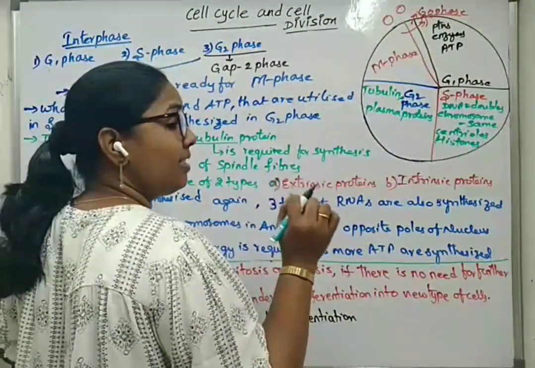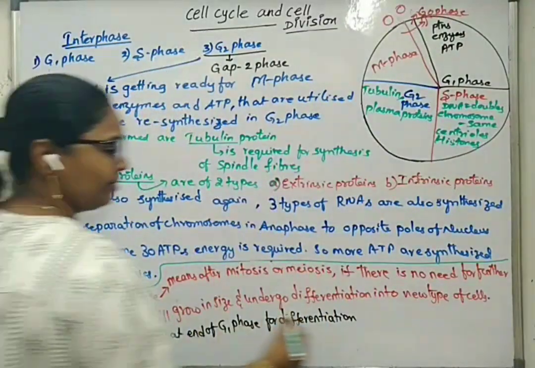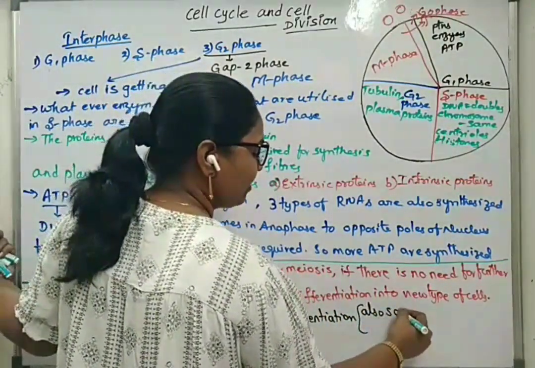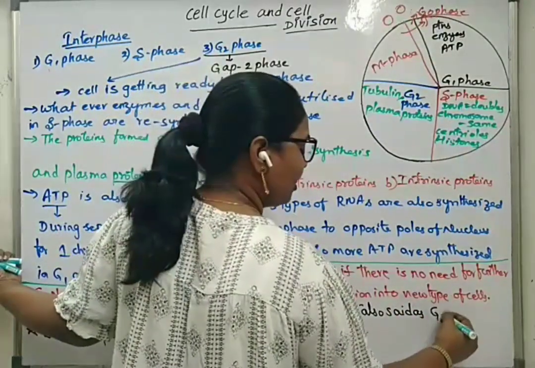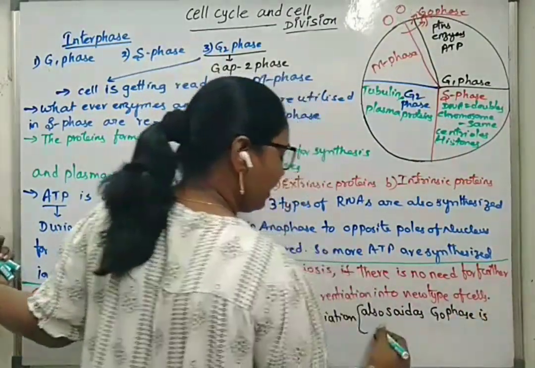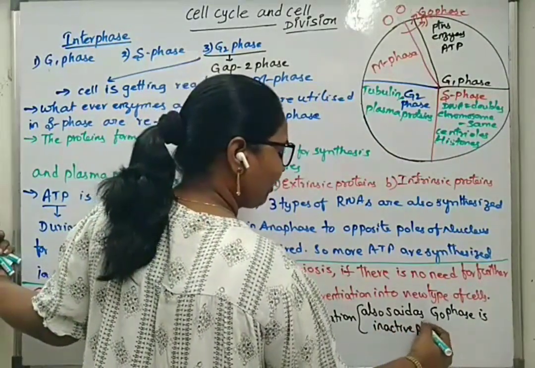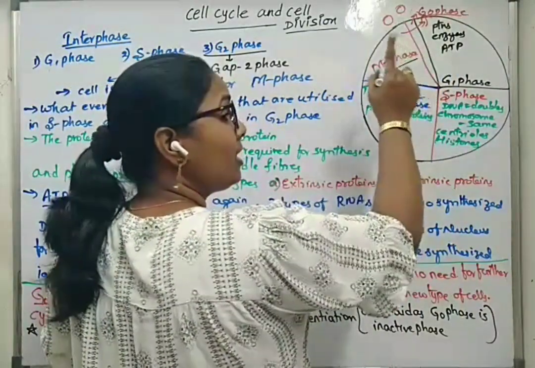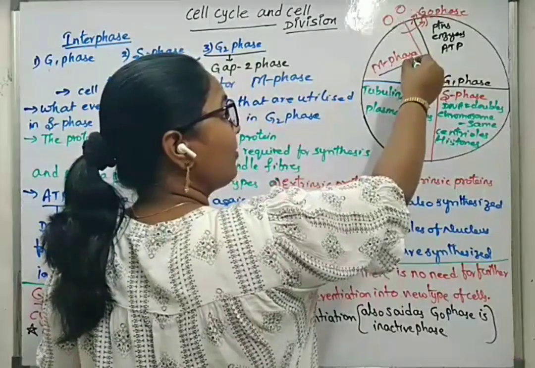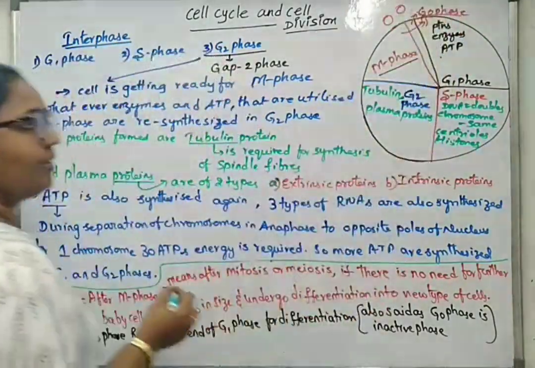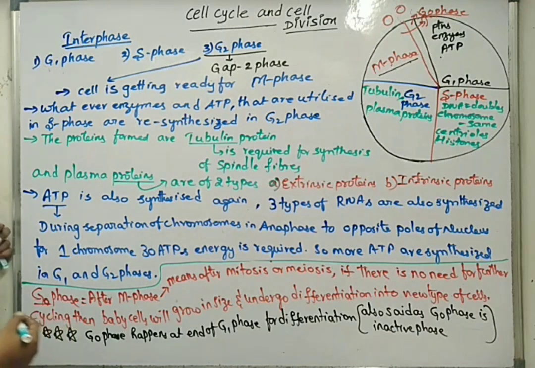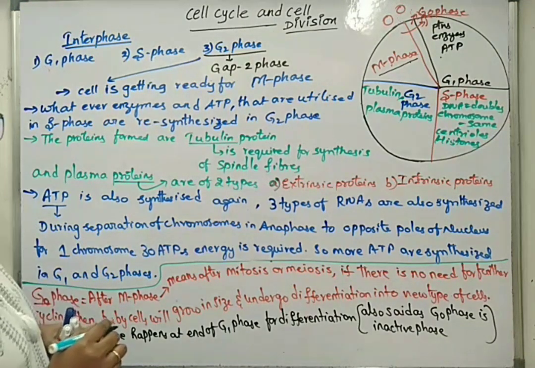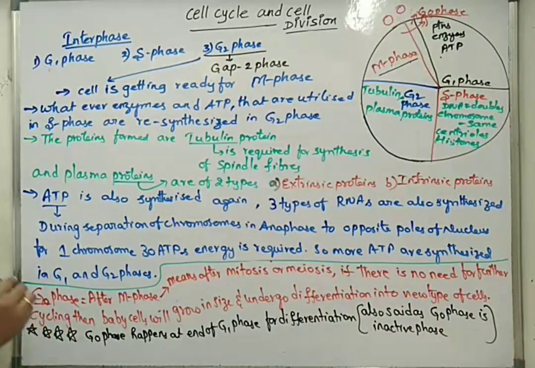So we are telling the cell is entering into an inactive stage, also said as G0 phase is inactive phase. Again, we have to remember that G0 is not entered after M phase. After G1, the cell will enter into G0 phase or inactive phase. This process of entering into G0 phase is called differentiation. A specialized term is given, that is called differentiation.